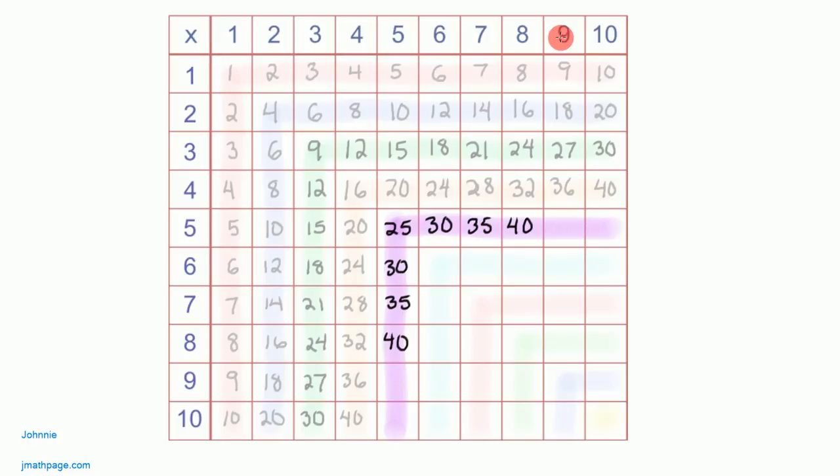5 times 9 equals 45. 9 times 5 equals 45. 5 times 10 equals 50. 10 times 5 equals 50. All right, one last corner to go. A few more to think about. Let's try these. Where am I going to start? Right here, you know. 6 times 6 equals 36.